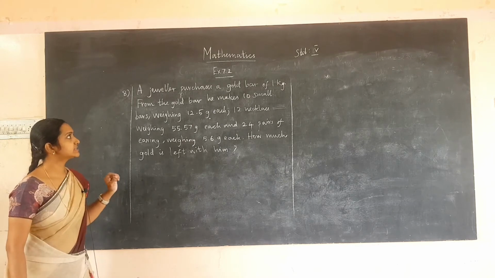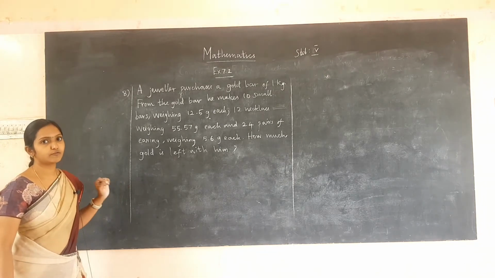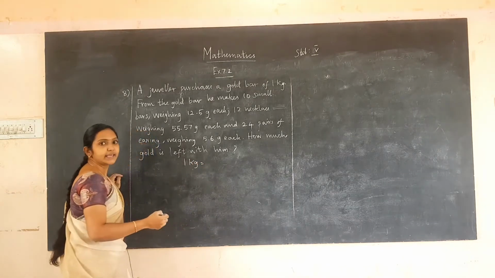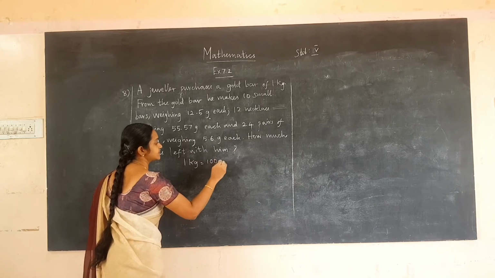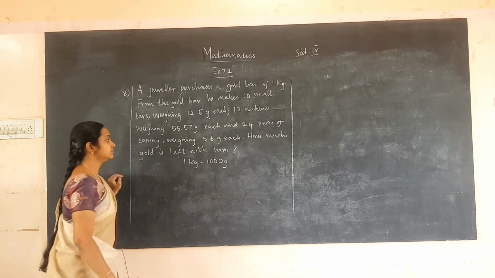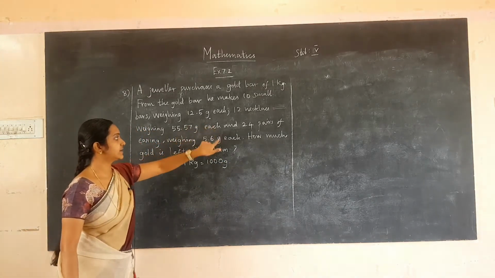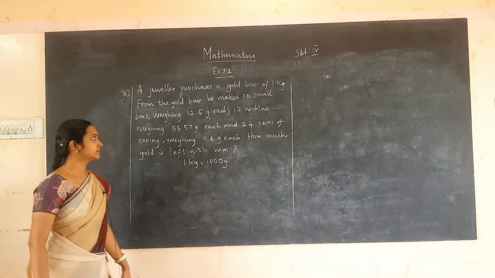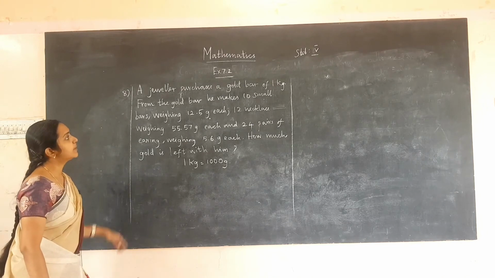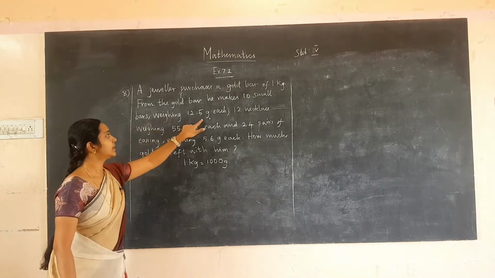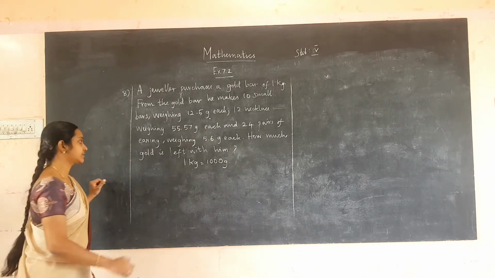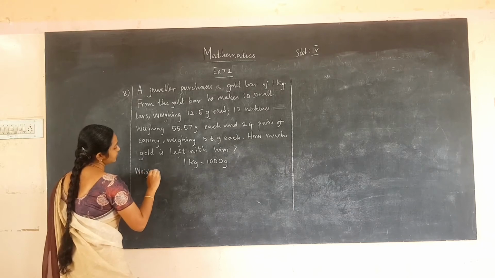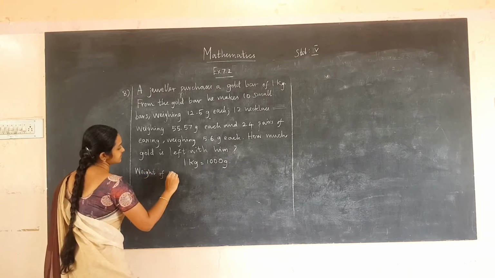First it is given as he has 1 kg of gold. 1 kg of gold means 1 kg is equal to 1000 grams. All others is given in grams. So we have converted 1 kg into 1000 grams. Next, from the gold bar he makes 10 small bars weighing 12.5 grams each. So we are going to find weight of 10 bars.